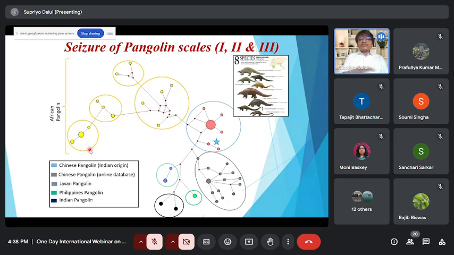So this is the genetic component of different pangolin species from different parts of the world. You can see the Chinese pangolin, the Javan pangolin, Philippine pangolin, Indian pangolin, and all of them have different clusters. So based on this cluster assignment, we can find out where the pangolin species, the hunted individuals, are geographically originated and where they belong. Based on this geographic cluster, we can understand that.